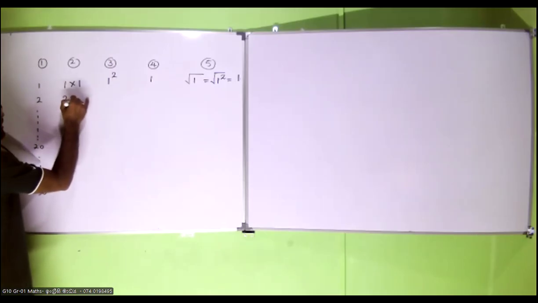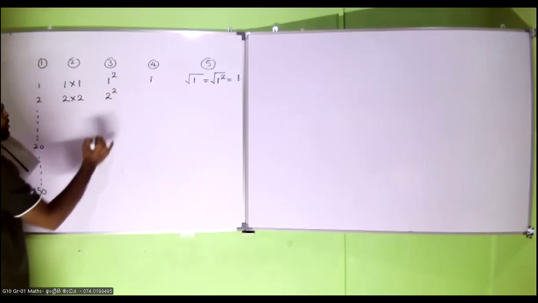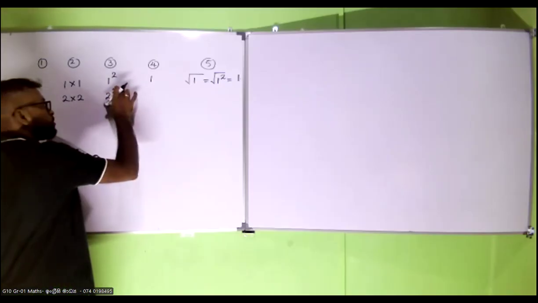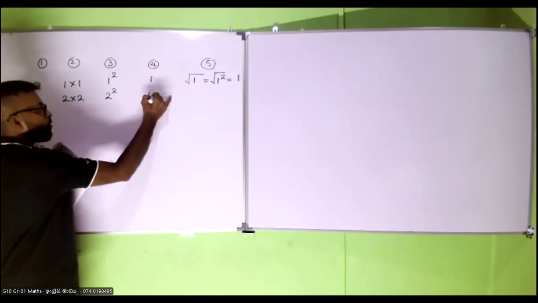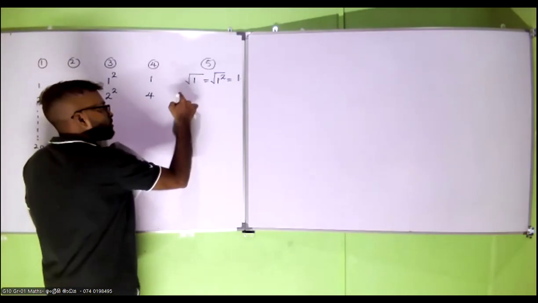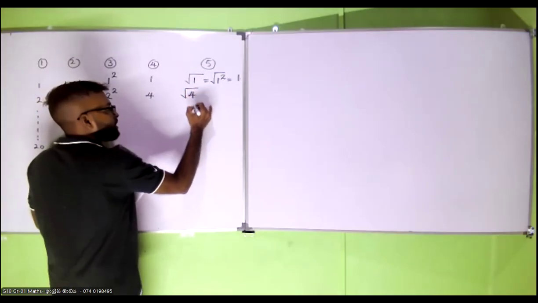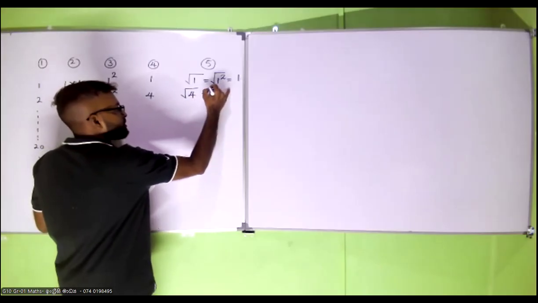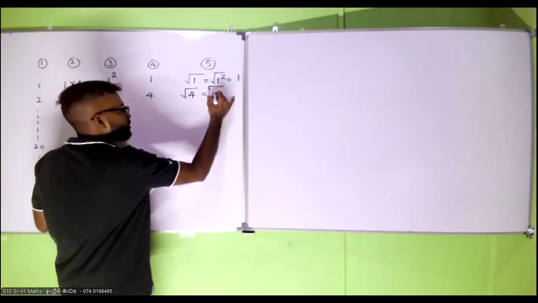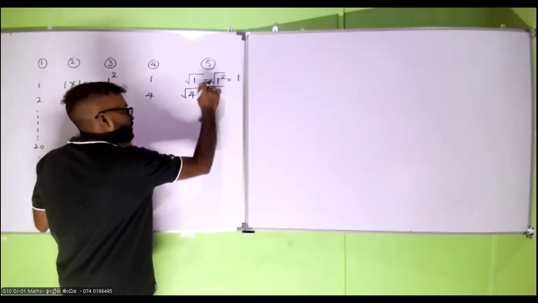If I have to, I can write it in this square form: 2 times 2. 2 times 2 can be written as 2 to the power 2. 2 to the power 2 means 2 times 2, which is 4. You are going to take the square root of 4 in the final column. The square root of 4 can be written as the square root of 2 to the power 2.